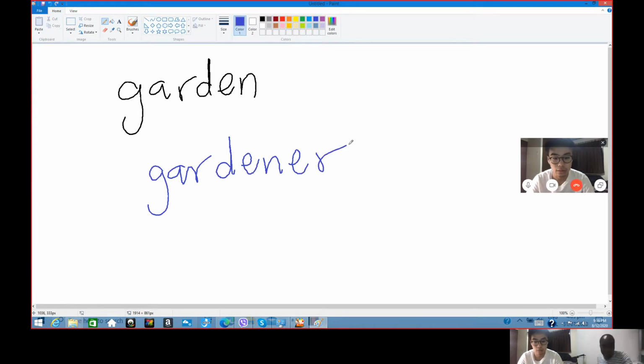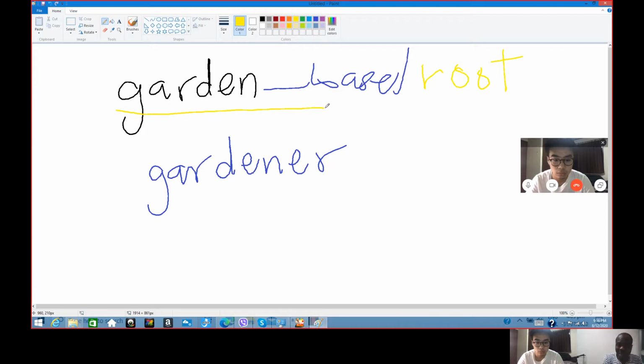So this is the base or root word. And you see that the base word is garden, meaning place. But when I build on this, I'll get gardener. So it changes from place to a person. So that's the meaning of derivation. There are many, 99%, more than that.